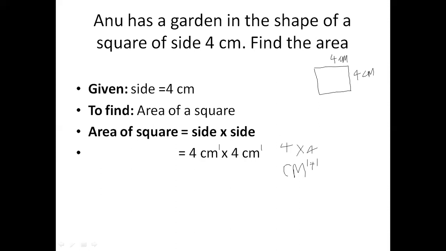Centimeter raised to the power 1 plus 1. So 1 plus 1 will be 2. And 4 multiplied by 4 will be equal to 16. So I will get the answer as 16 centimeter square. So I hope you have understood how we are getting centimeter square.